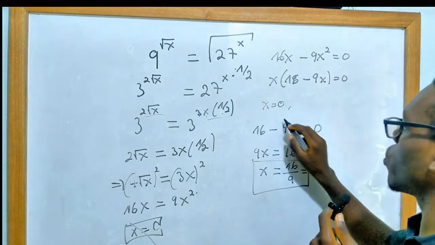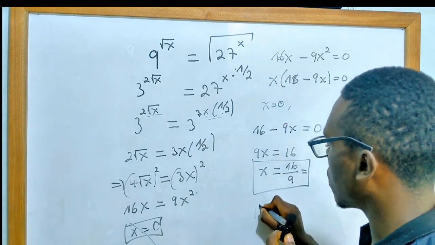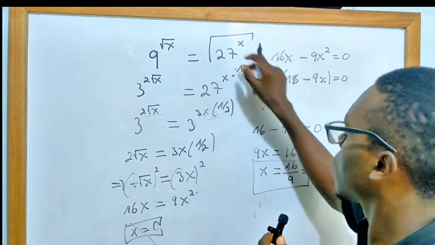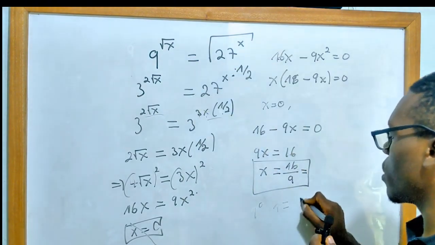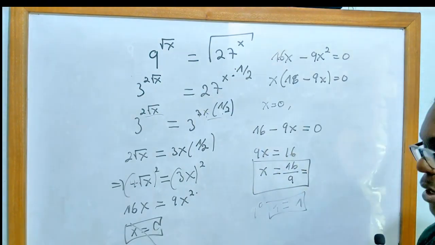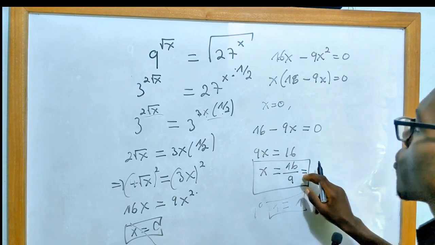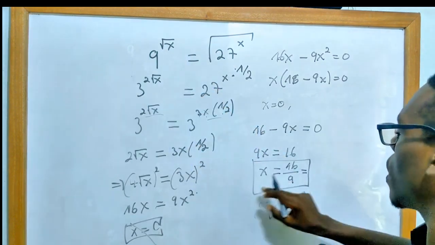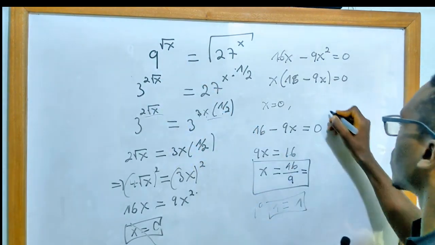Or in the other case, if we put x equal to 0, we are going to have 9 to the power 0. Since it's 0, it will be equal to 1. Then 1 is equal to 1 automatically. That is the answer at this point. Or else you can just punch it in yourself to prove it.